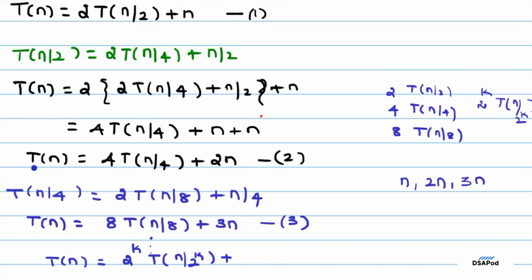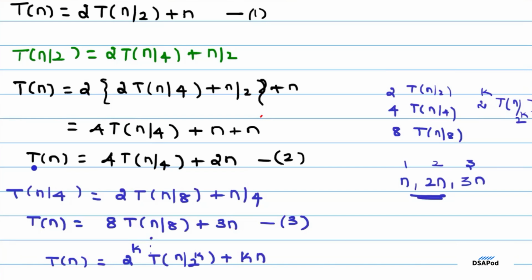So we have to find a pattern out of this. Look for a pattern. I'm seeing a pattern: when it is 1, I'm having n. When it is 2, it is 2n, then 3n. I can say kn.